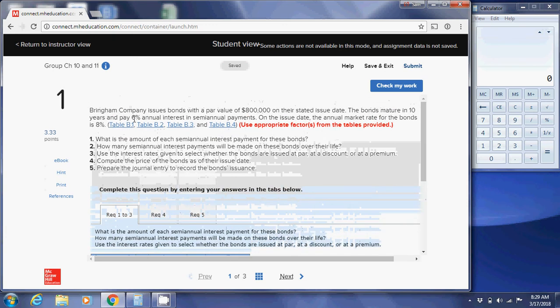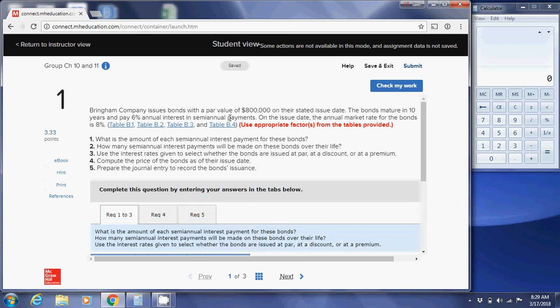We're talking about Brigham Company issuing bonds with a par value of $800,000 on their stated issue date. Bonds mature in 10 years and pay 6% annual interest in semi-annual payments. Remember, when we're calculating interest on this, we either need to divide that interest rate in half because it's paying twice per year, or we could use this interest rate and double the 10 to 20, to make it basically double the time.